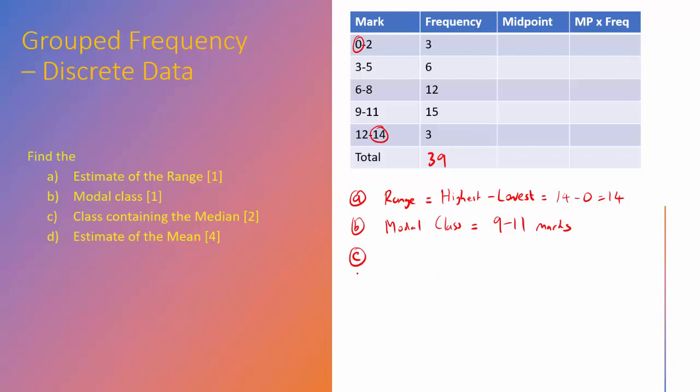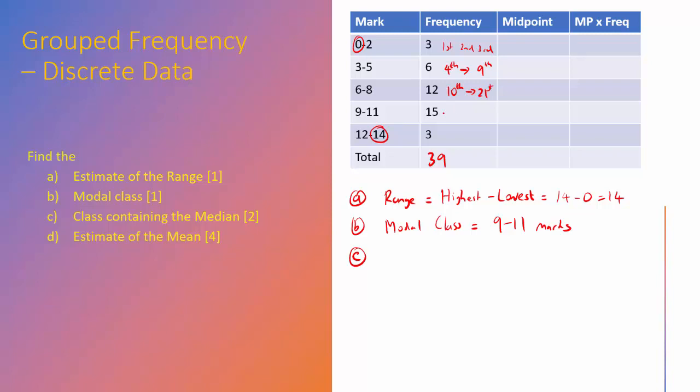Question C, find the class containing the median. Let's fill in the position numbers. So this first class, 0 to 2 marks, has a frequency of 3. So that means the first, the second and the third person are in there. If that one finishes on third, then this one will start on fourth, and there are 6 people. So third plus 6 people will take us to the 9th person. If that finishes at 9, this will start at the 10th person, and 9 add 12 is 21. So it takes us to the 21st person.